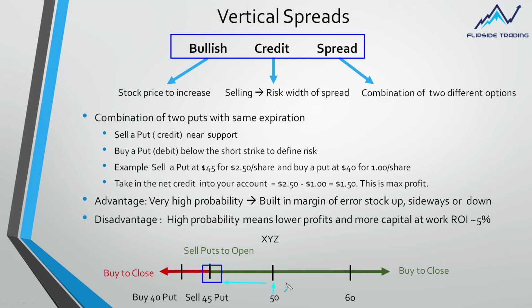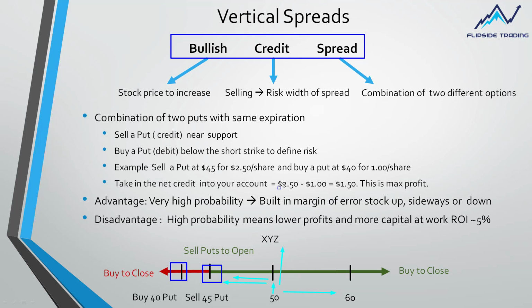This stock can trade upwards and we make money. It can stay the same and we make money. And it can drop back all the way to the 45 strike and we still make money. This hugely increases the probability of our success. So let's look at the overall math and how we do this. We're going to sell this 45 put and buy this 40 put for protection. This defines our risk.